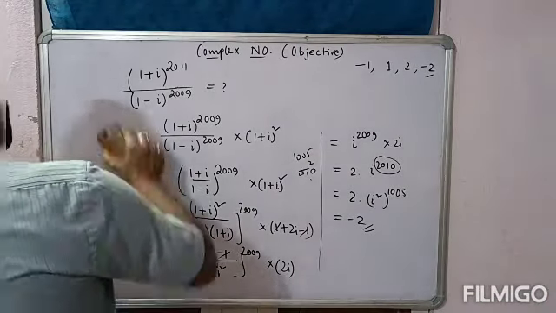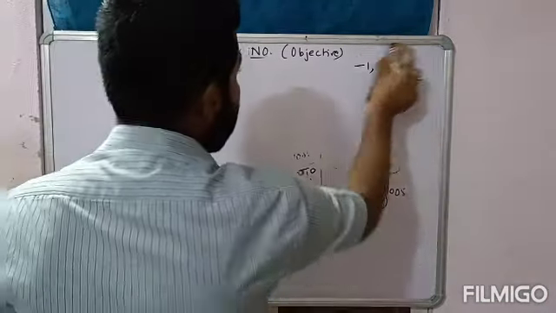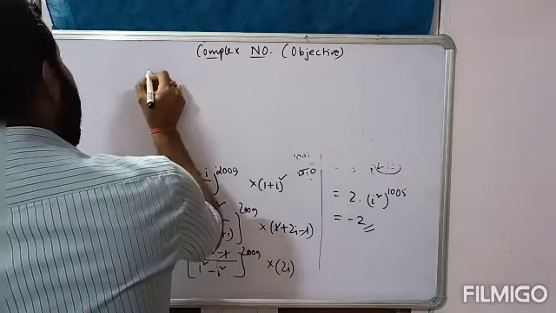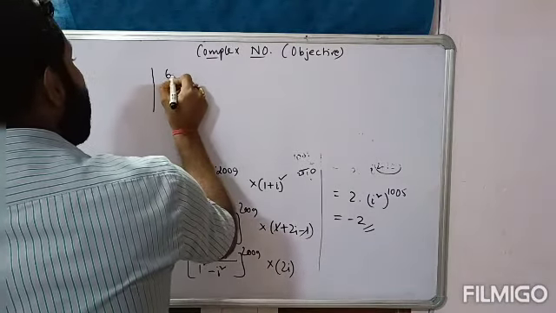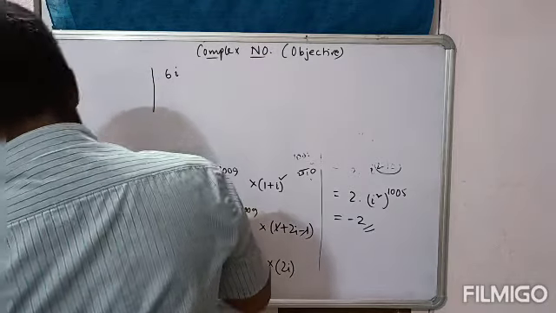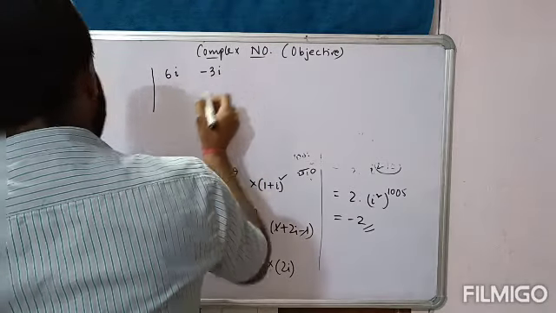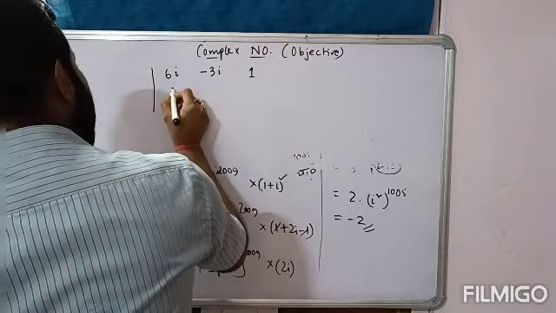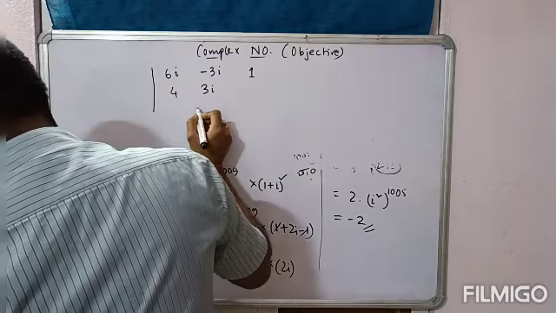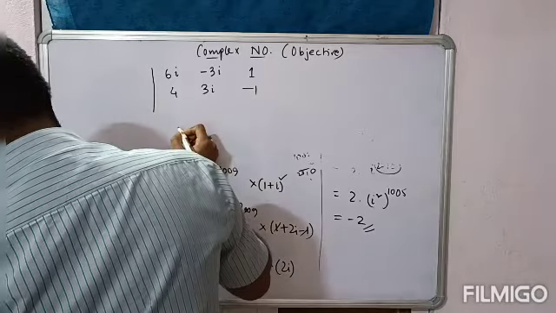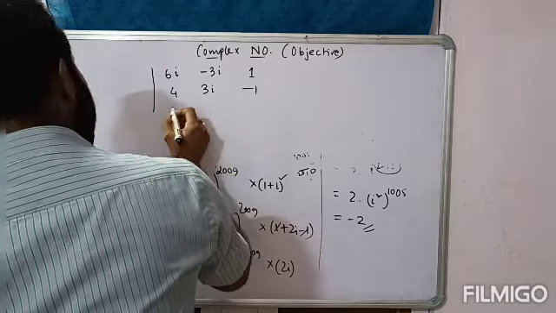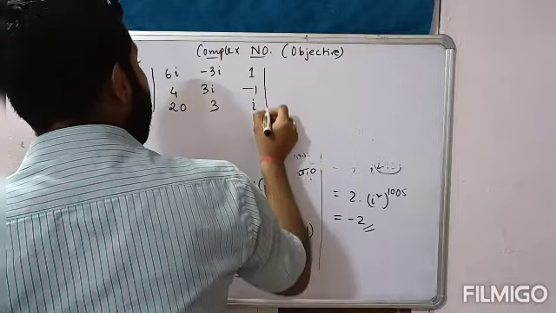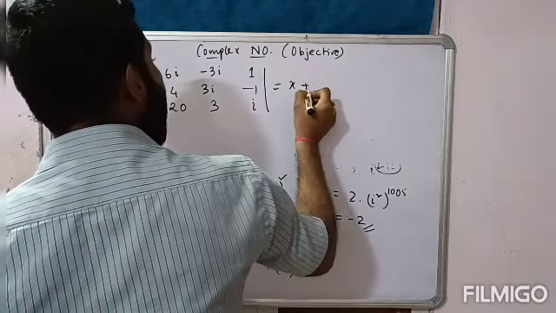Okay, this is the basic model, first model. Let us discuss the next question. The next question is थोड़ा सा डिटर्मिनेंट में मैं चला जाता हूँ. If the determinant with entries 6i, -3i, 1, 4, 3i, -1, 20, 3 and i is equal to x plus iy.